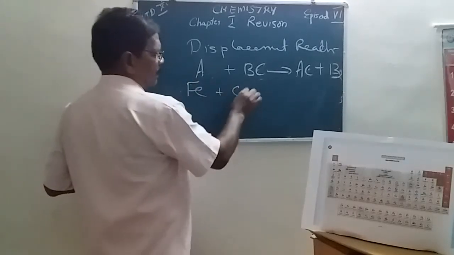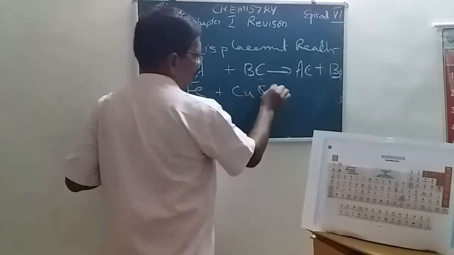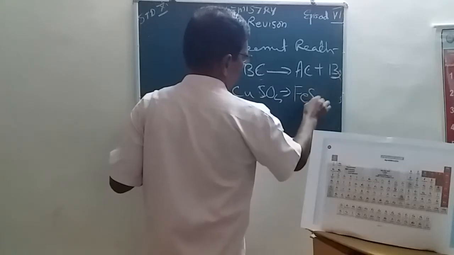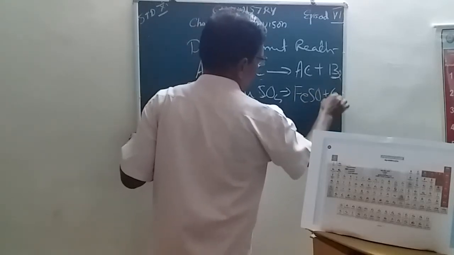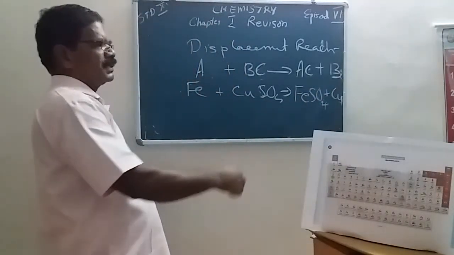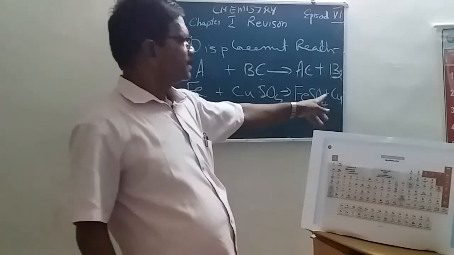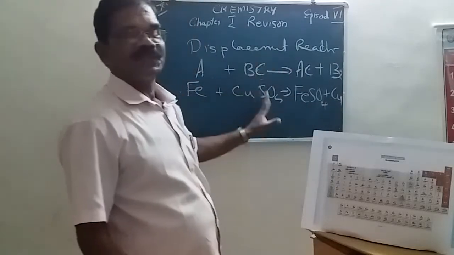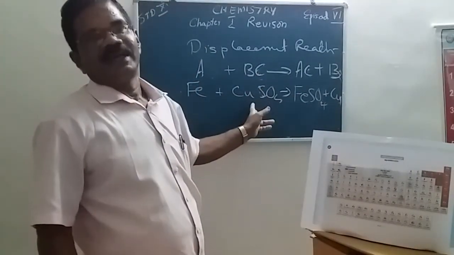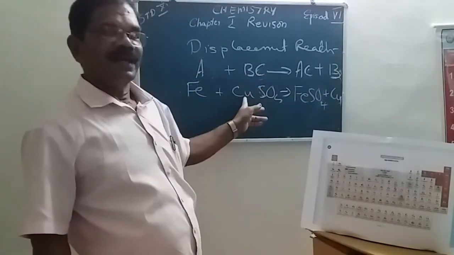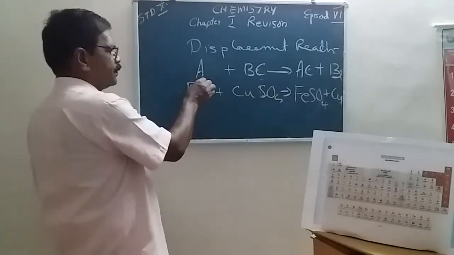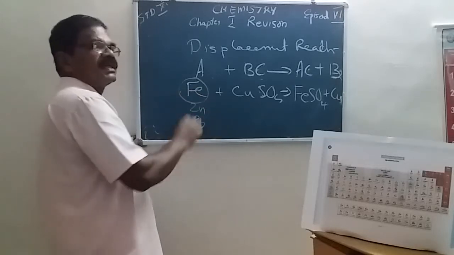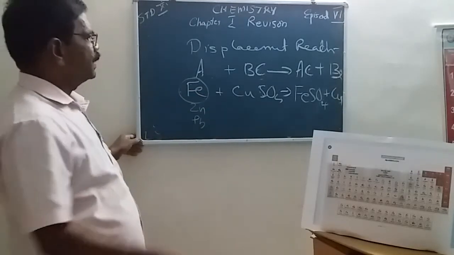Iron plus copper sulfate gives FeSO4 plus copper. This displaced copper is thrown out. It cannot be deposited on the surface of the iron rod because of its activity. In the case of iron, if we use zinc or lead, the same result we can see. This is a displacement reaction.